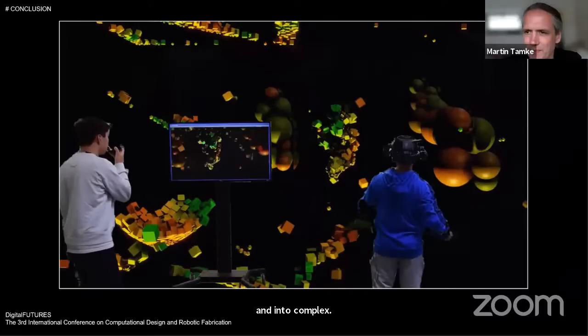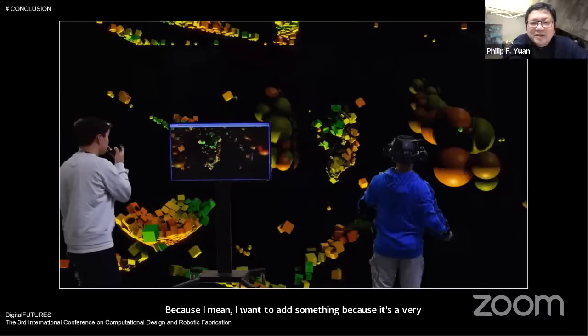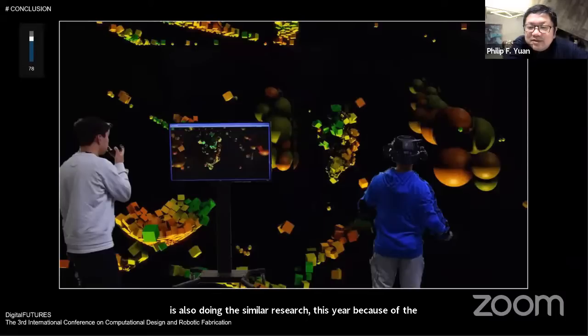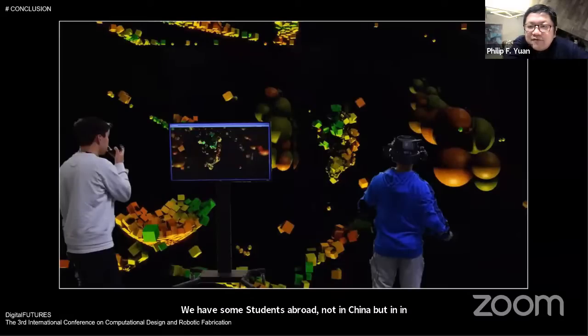I want to add something, because it's a very interesting paper. Actually, my team is also doing similar research. This year, because of COVID, we have some students abroad, not in China, but in South Asia, in Australia, in Africa. So we try to teach them how to implement robotics. We developed a special platform to introduce robotics, and they can actually control it online. It's thousands of kilometers away, but they can fabricate something in another space. So it's a new kind of collaboration between machine and human, in different spaces. And I think that's already been done.